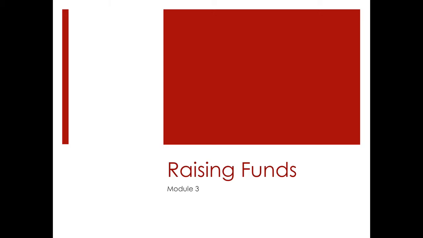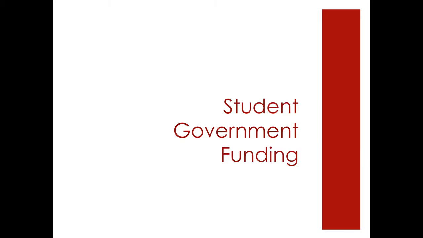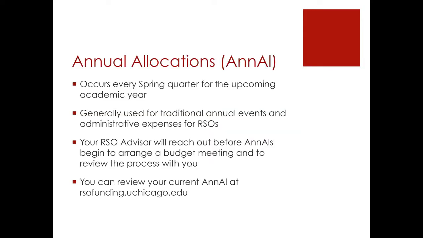In this module, we will be discussing raising funds for your RSO. The most common avenue for funding your RSO comes through student government, and there are two main methods that student government provides for funding. The first is annual allocations, otherwise known as ANAL. Annual allocations occur every spring quarter for the upcoming academic year. That means in this upcoming spring of 2015, you will be applying for funding for the entire 2015-2016 academic year.